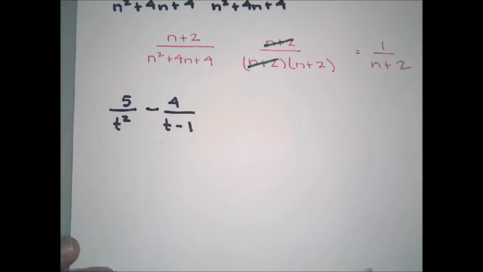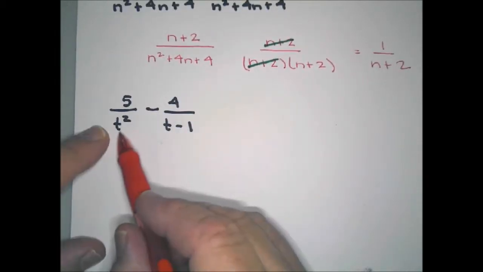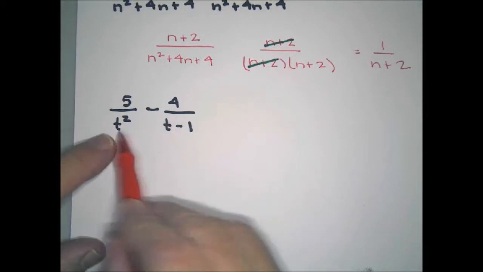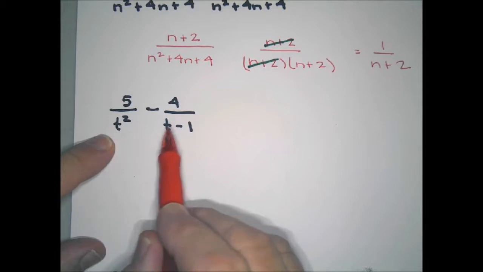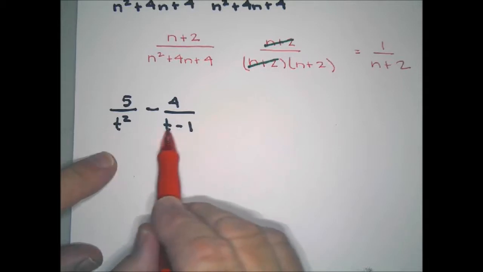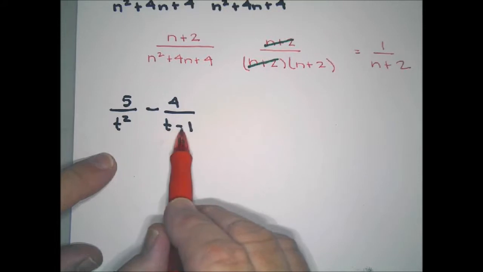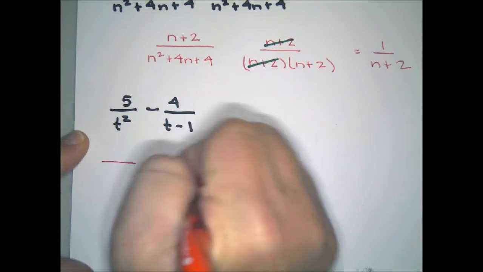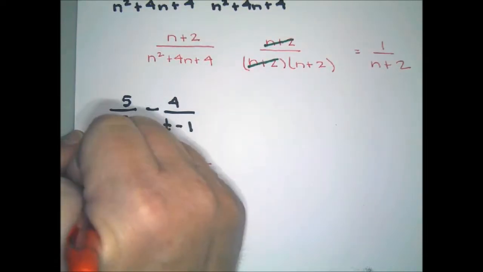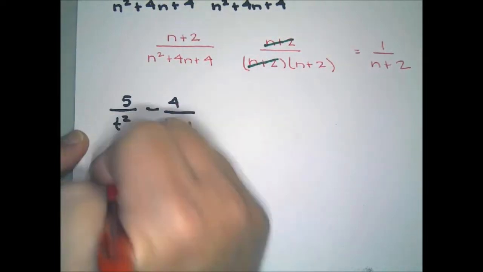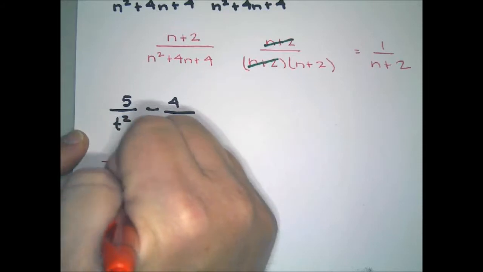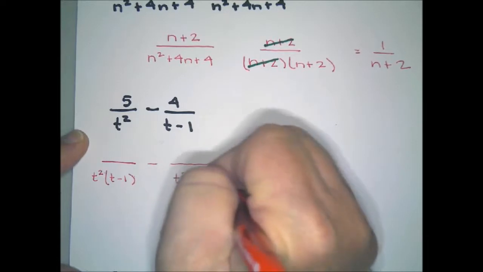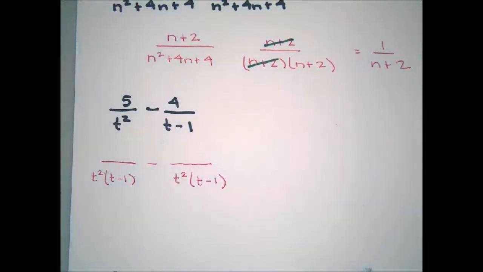Here we have a subtraction problem where one of the denominators is t squared and the other one is t minus 1. Now, don't get confused. Those are not common t's because this t is attached in this binomial form to t minus 1. So, the actual common denominator is simply going to be the product of these two, which is t squared times t minus 1. So each fraction is going to have t squared times t minus 1 as its denominator.